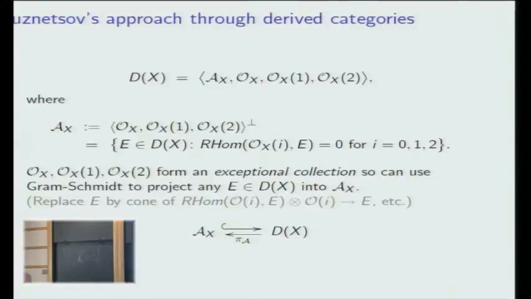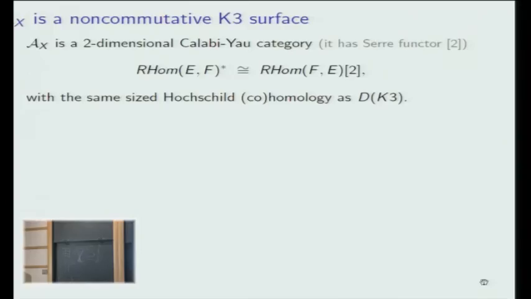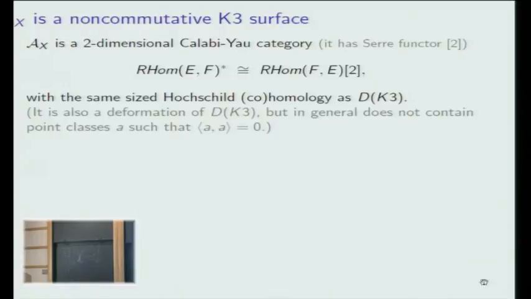Kuznetsov noticed, incredibly, is really a K3 category. So it's a non-commutative K3 surface in the sense of Kuznetsov. So it's a two-dimensional Calabi-Yau category. It has Serre duality like a K3 would. It has the same size Hochschild homology and cohomology as a K3. And it's actually a deformation of a K3, as we'll see.